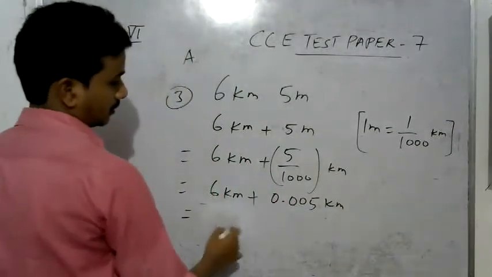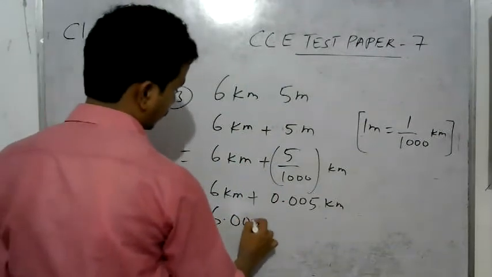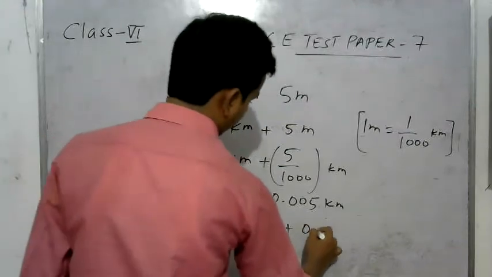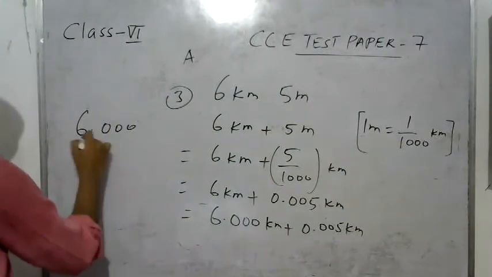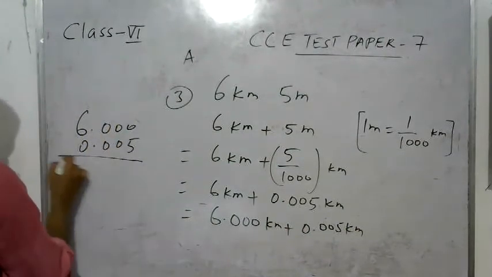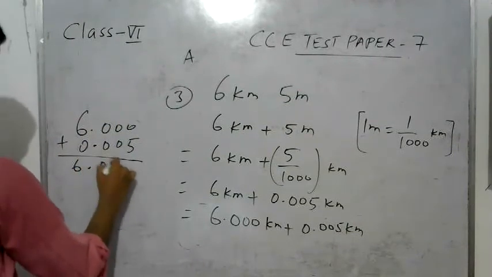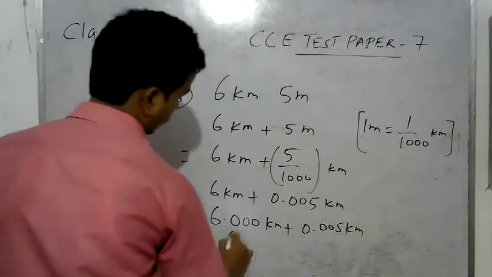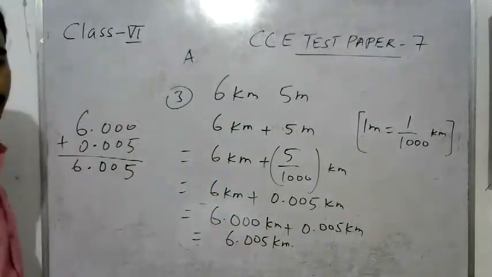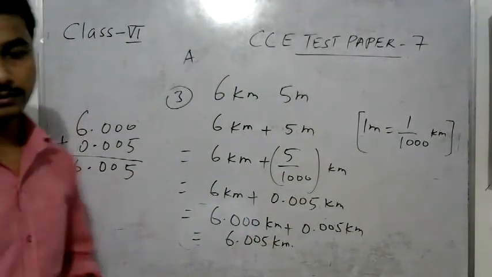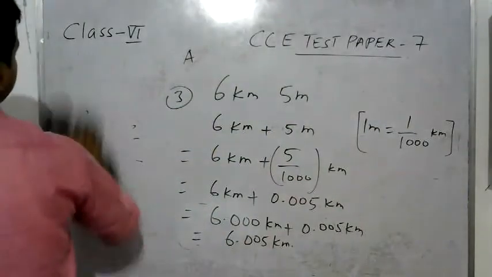This is 6 point... This is unlike decimal, so convert it into like decimal. 6.000 kilometer plus 0.005 kilometer. Now you can add them, 6.000 and 0.005. When you add it together, you will get 6.005. So 6.005 kilometer is the answer. Now let's discuss another problem.